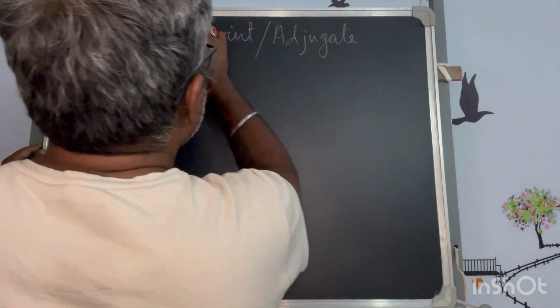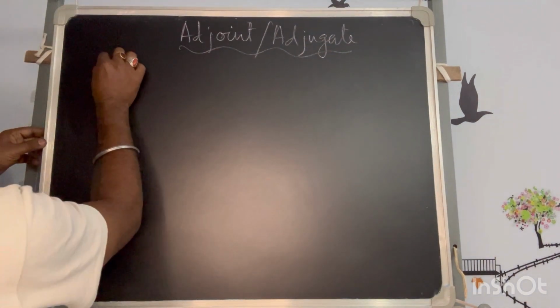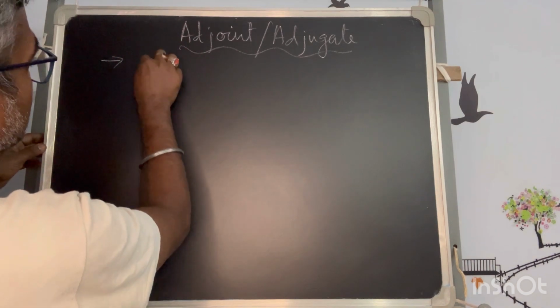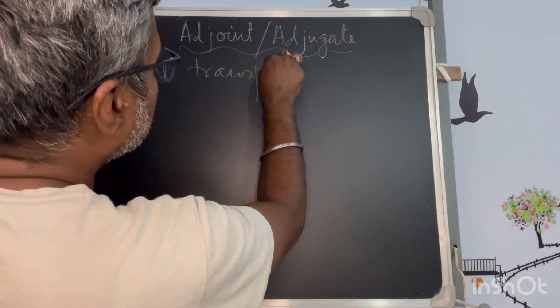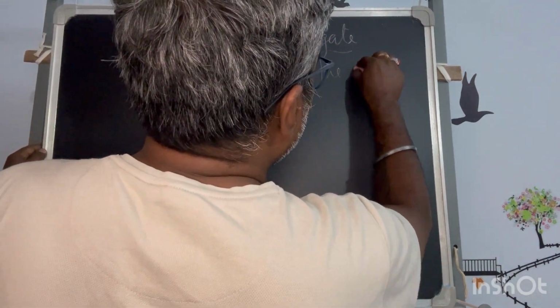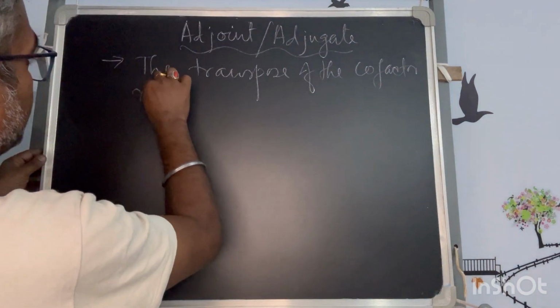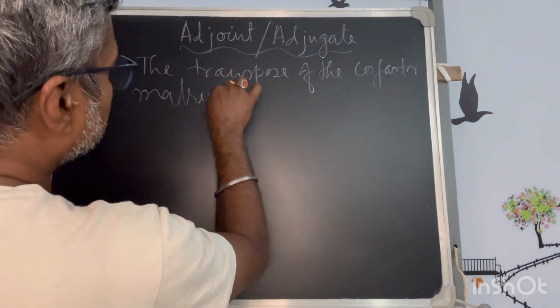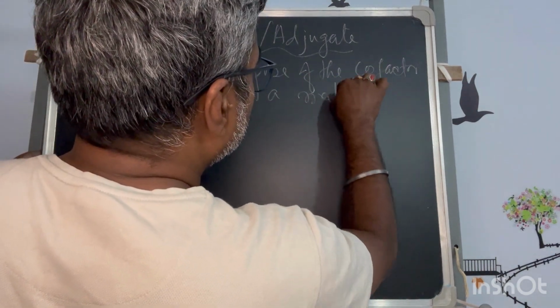Okay, so if I define it, it is the transpose of the cofactor matrix of a matrix.